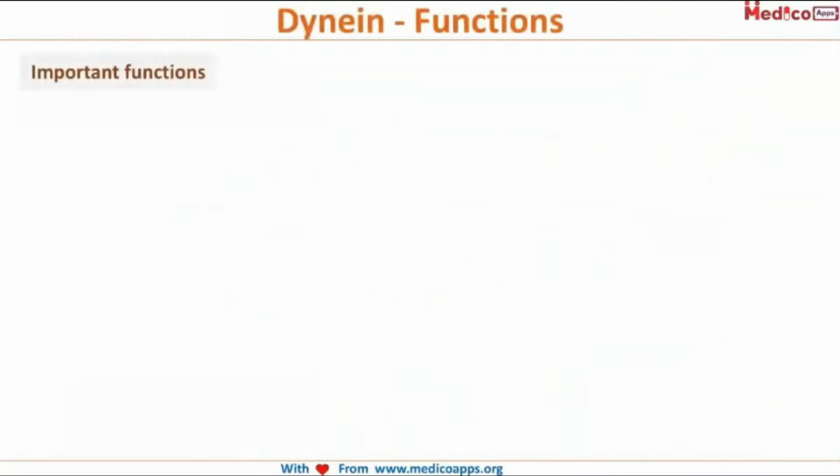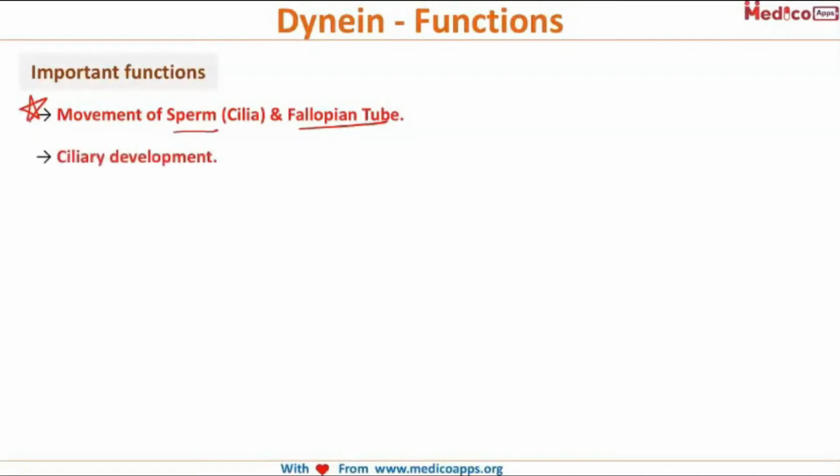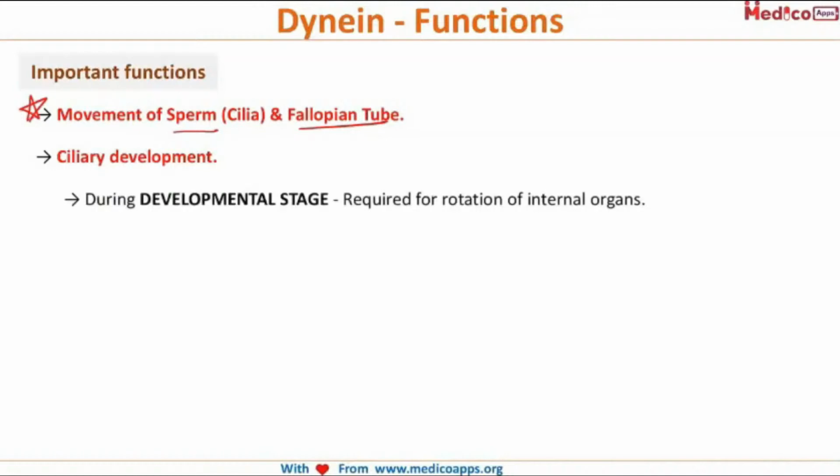Now, let's look at the functions of Dynein in detail. The most important one over here is movement of sperm in the fallopian tube. You know that the sperm must reach the fallopian tube for fertilization. This movement of the sperm is facilitated by Dynein, and it also helps in ciliary development. Now the applied part over here: during the developmental stage of the fetus, if this ciliary development doesn't occur properly, the internal rotation of the organs is disturbed.